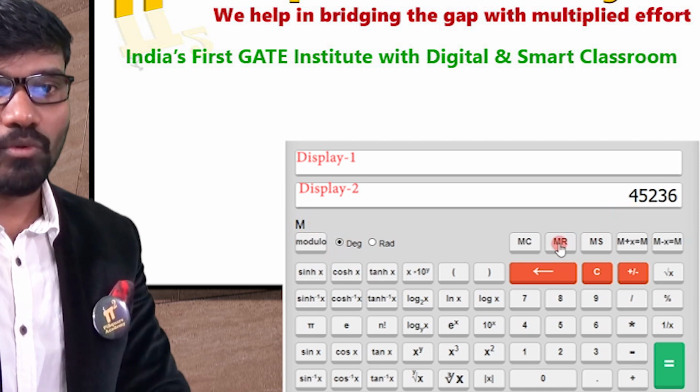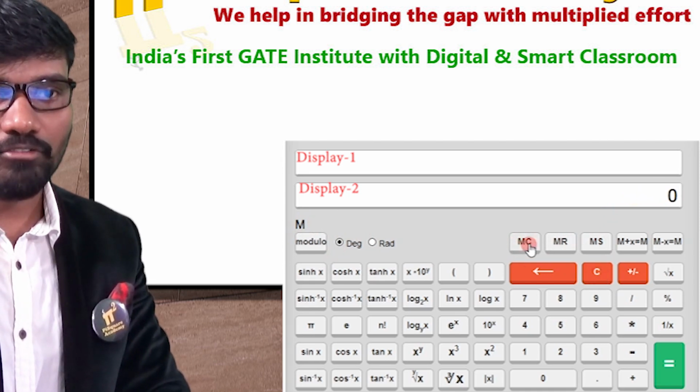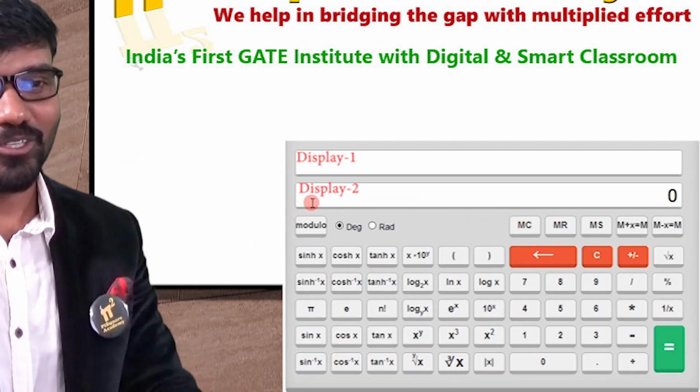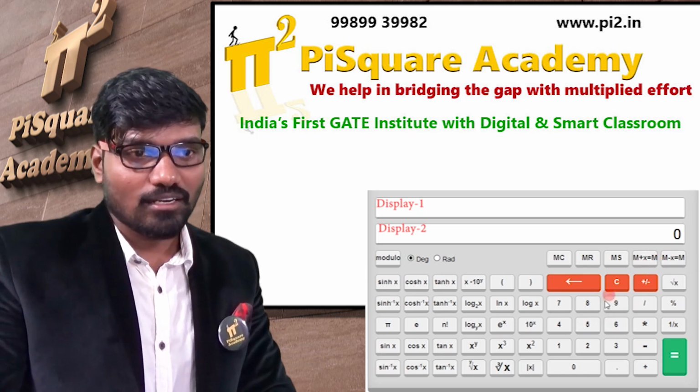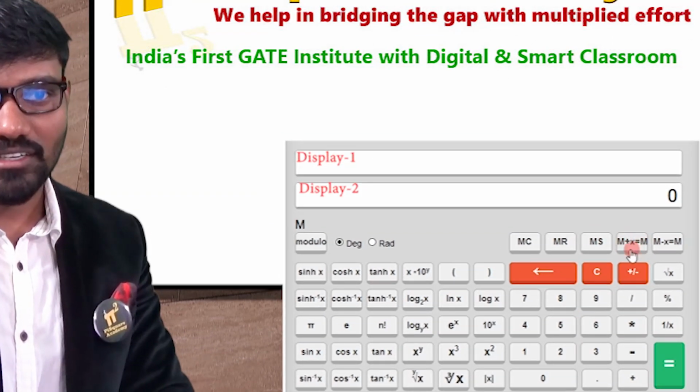And if I want to clear the memory, this C will not clear the memory. You need to clear the memory from here. Hit this memory clear, and the M here vanishes. And what about these two? Let me store a value 5. How do these work? I think by looking at this you can clearly understand.